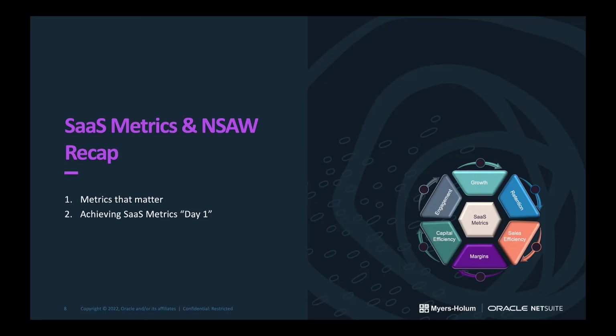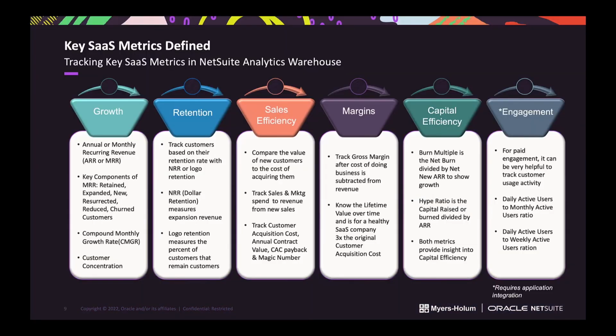Okay, let's do a little recap on what you just saw in NSAW. So I'm just going to review quickly those metrics that we took a look at. We saw growth metrics, ARR, MRR. We saw components of MRR, both at the dollar level and by customer count. We saw compound monthly growth rate and customer concentration. For retention, we looked at net dollar retention. We looked at logo retention, sales efficiency. We looked at CAC, that CAC payback, our annual contract value, and some of that ACV churn.